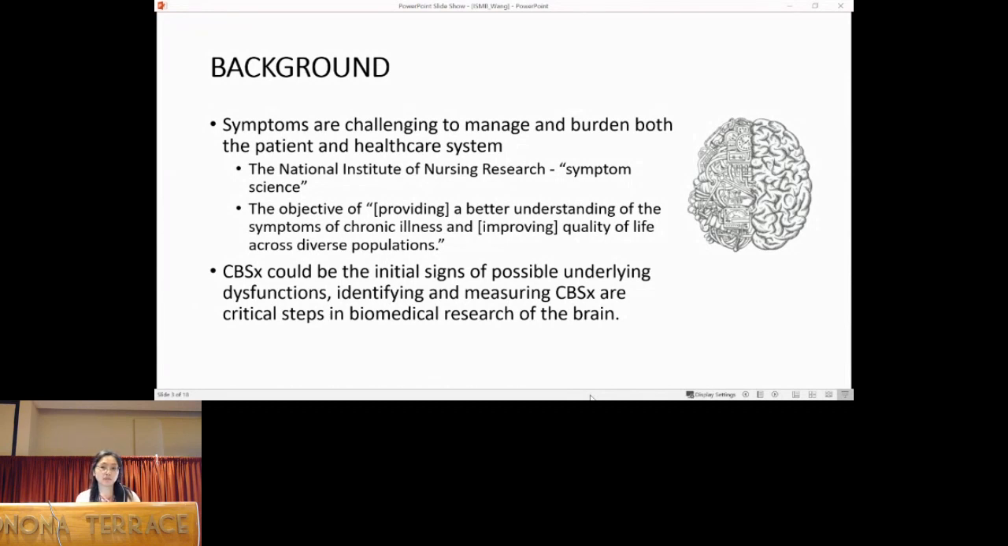So the cognitive and behavioral symptoms could be the initial signs of possible underlying dysfunctions. It could be the initial manifestation of many other underlying diseases. Therefore, identifying and measuring such kind of symptoms are critical steps in the biomedical research of the brain.